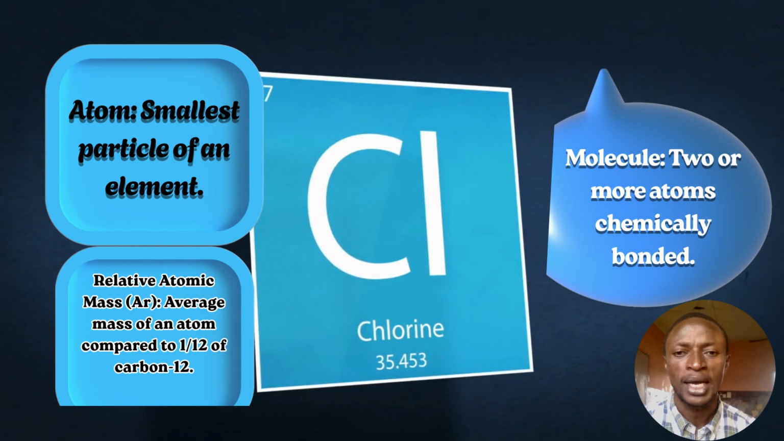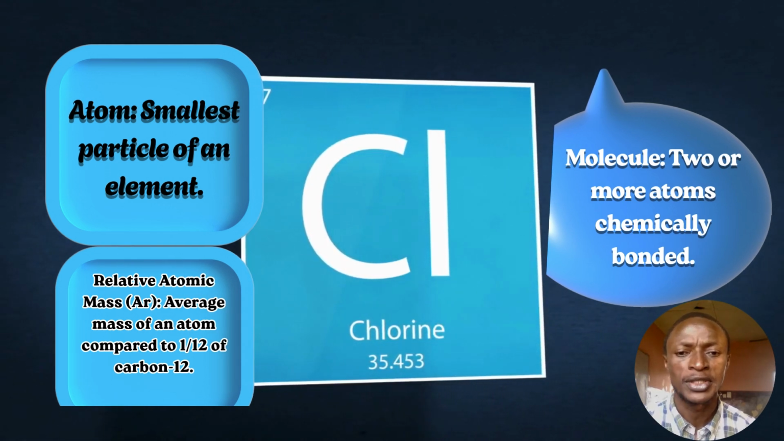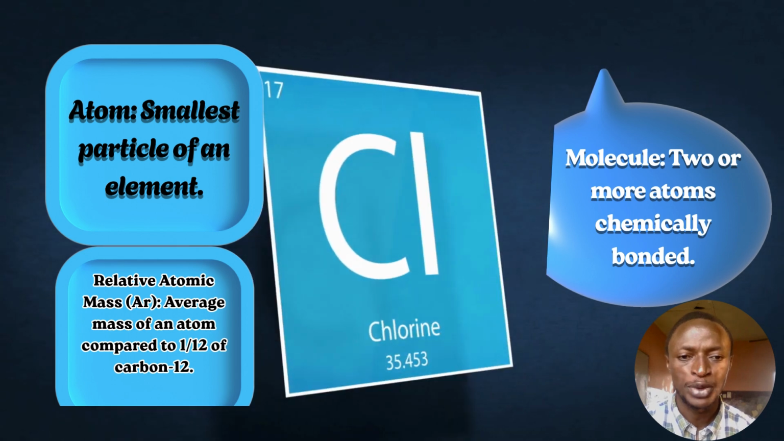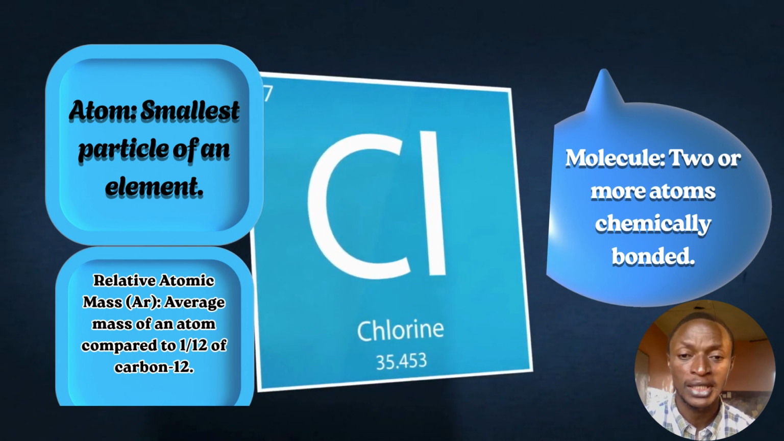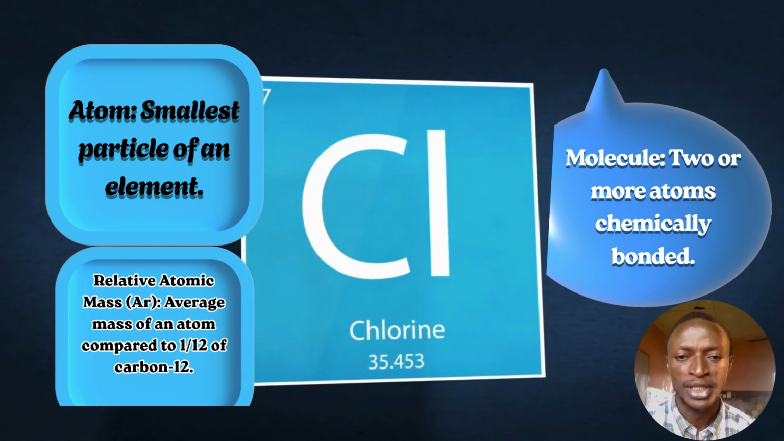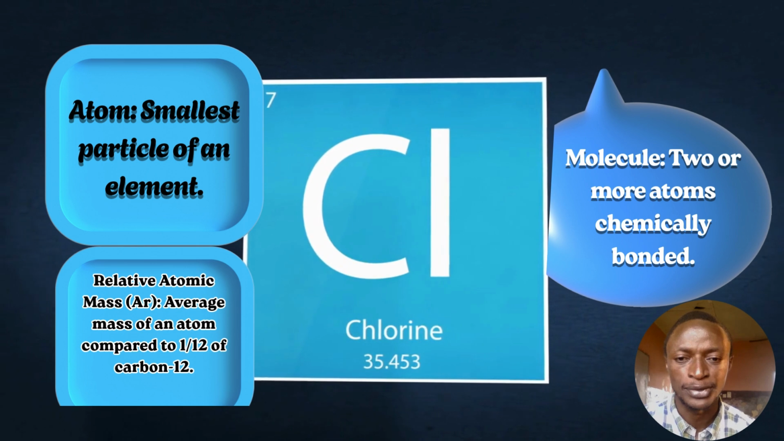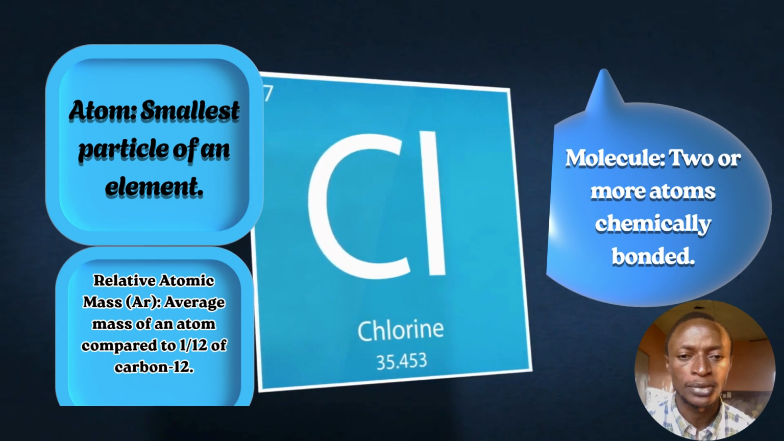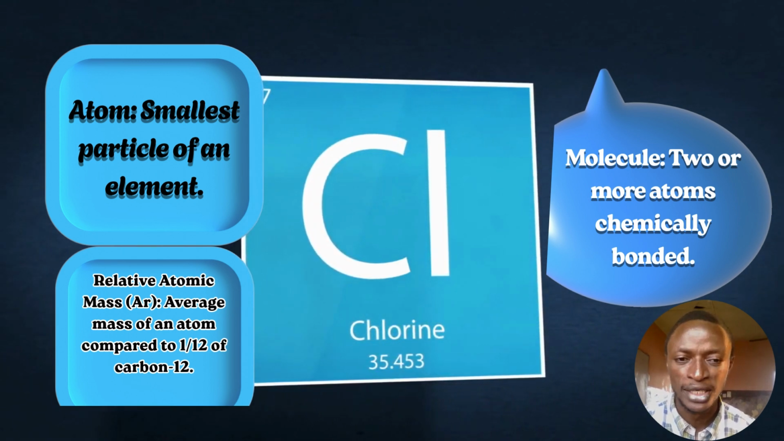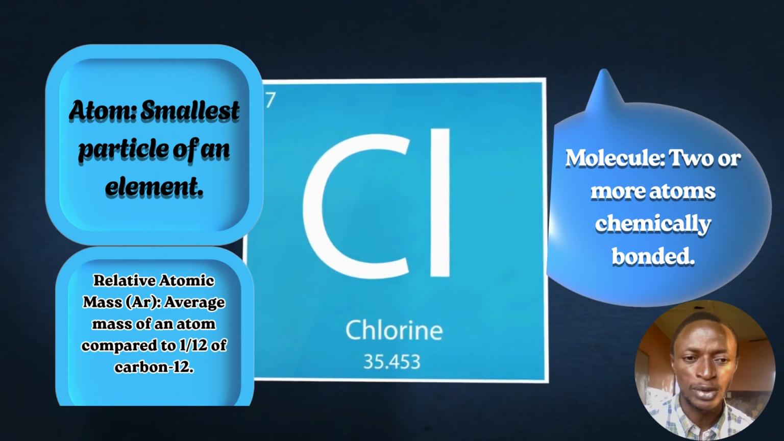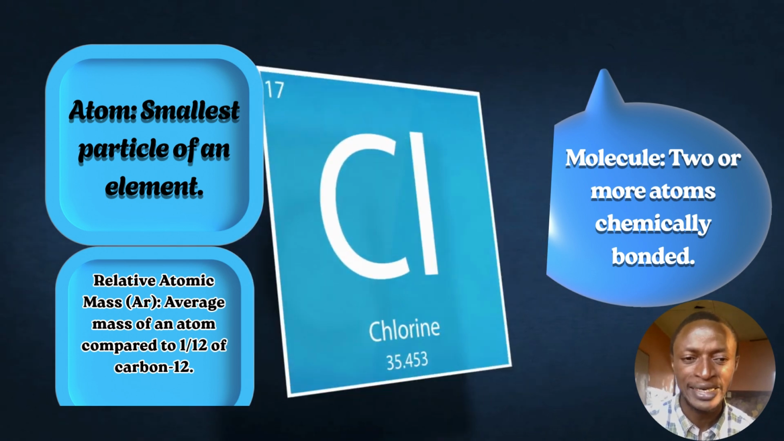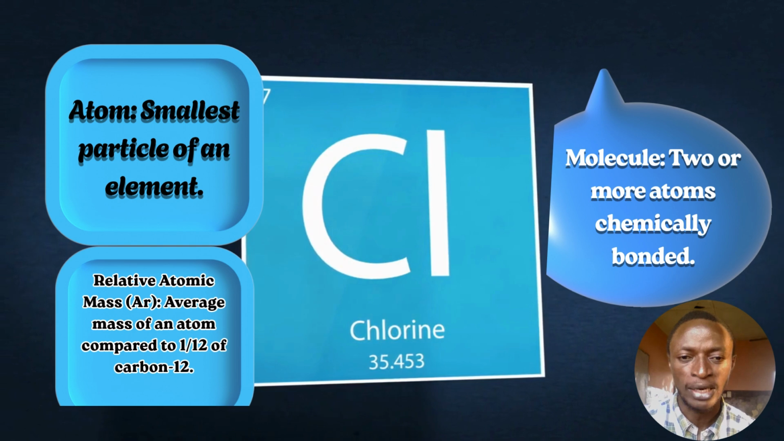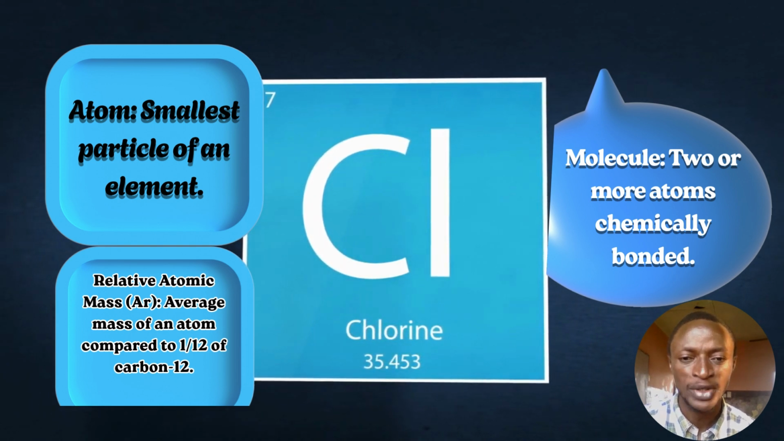All right. So, having known the definition of relative molecular mass, let's look at the definition of relative atomic mass. But before we do that, let's remind ourselves the definition of atoms again. Atoms are the smallest particle of an element, and these atoms combine together chemically to form a molecule. So we define a molecule as two or more atoms chemically bonded together. It must be two or more atoms that are chemically bonded together to form a molecule.